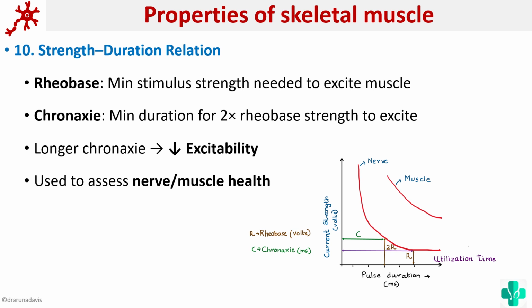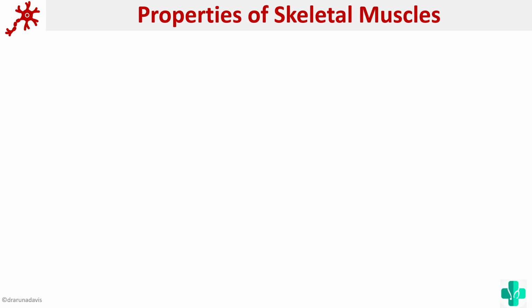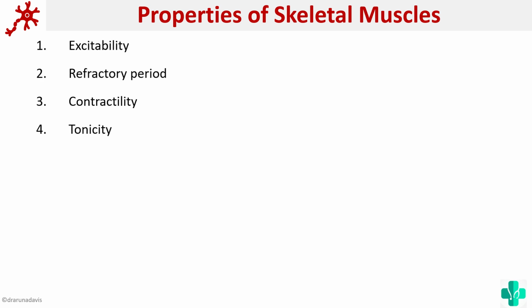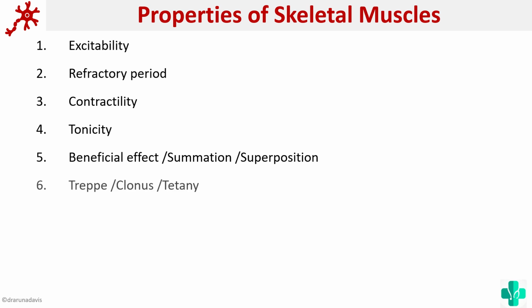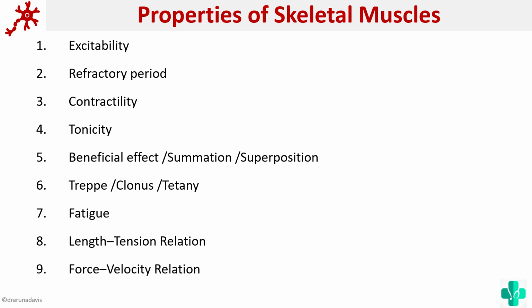So that completes our properties of skeletal muscle. We've discussed a total of 10 properties, of which the first 4 are the basic ones: excitability, refractory period, contractility, tonicity. Then we discussed the beneficial effect, treppe, tetanus, fatigue, and then the length tension relationship, force velocity relationship, and strength duration relationship. So I hope this video was useful for you.